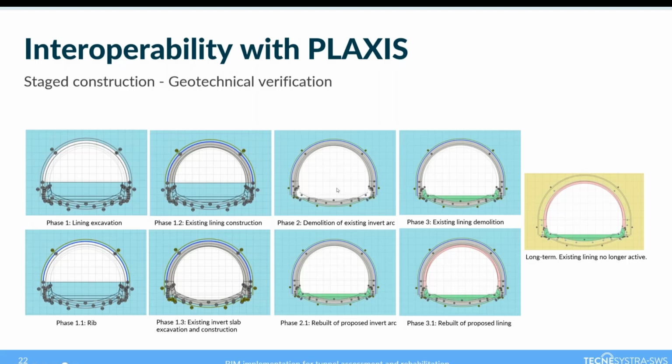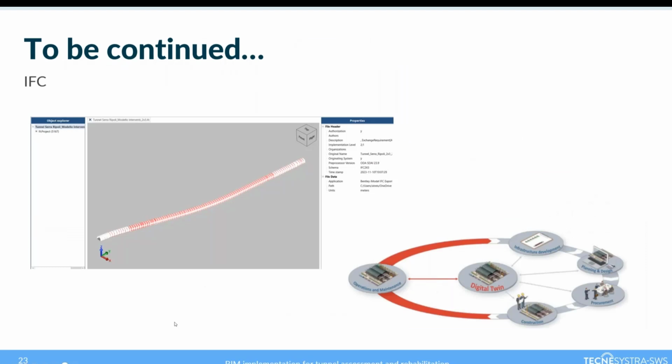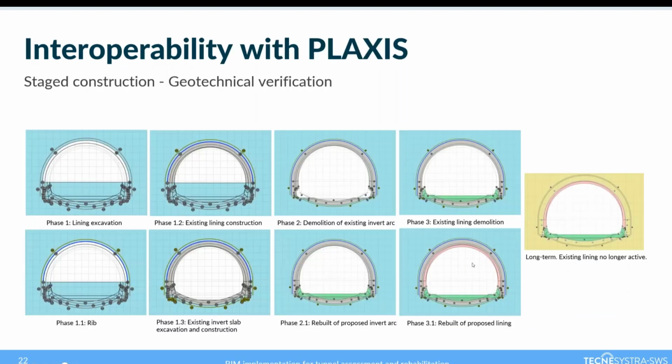Here is where we intervene, so we start to demolish the invert arc and then rebuild a new one. Here we demolish part of the lining, and then here we rebuild the proposed lining. So in the long term, the existing lining is no longer active, so the tunnel renewal is now the new tunnel.